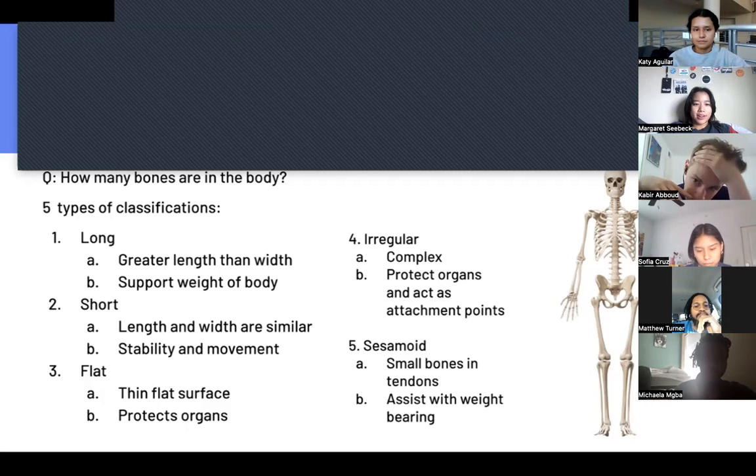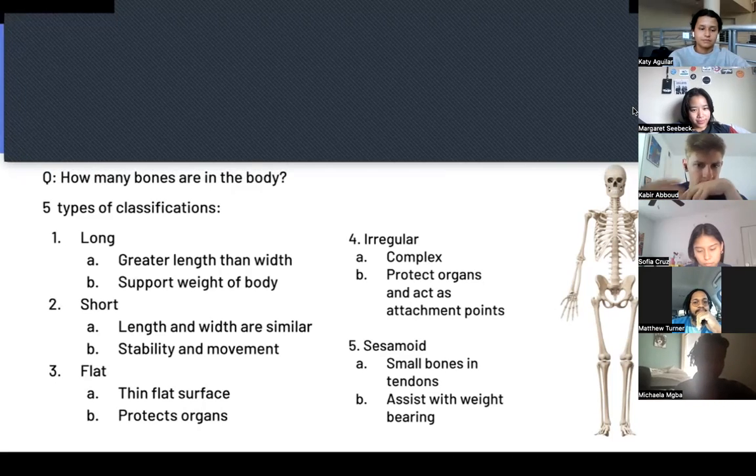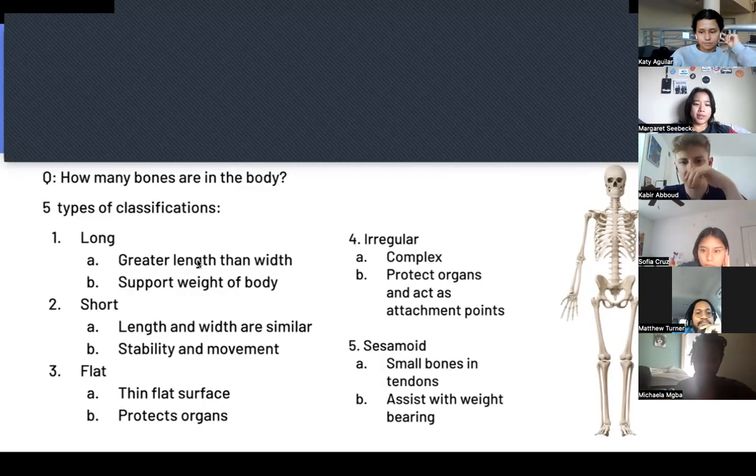So here's some background. Here's the opener question. How many bones are in the body? 206. Perfect. Yes, 206. So there are 5 different classifications of bones. We have long bones, short bones, flat bones, irregular, and sesamoid bones. Long bones are very obvious. I'm sure we are all thinking of the same long bone, the femur. It's the longest and strongest bone of our body. Its main function is to support the weight of the body.